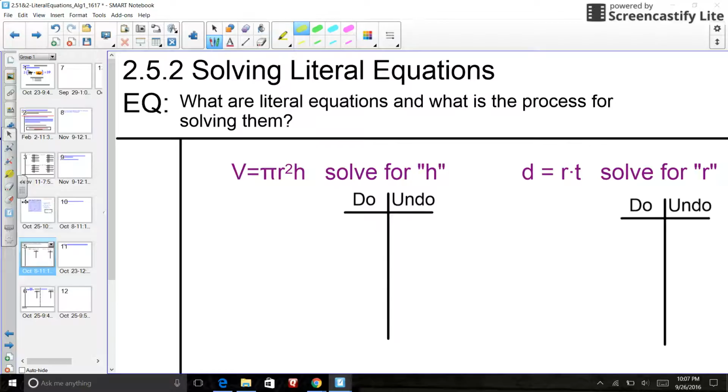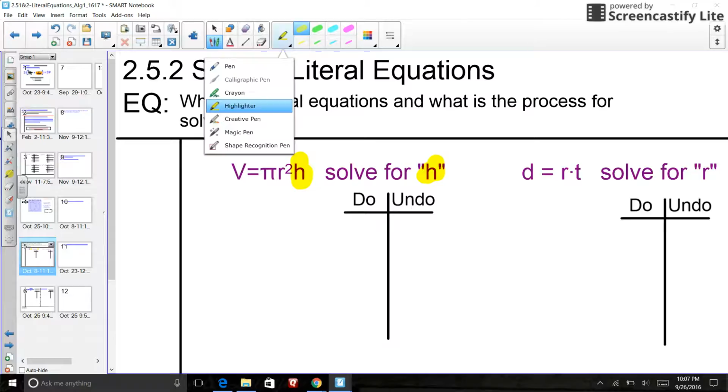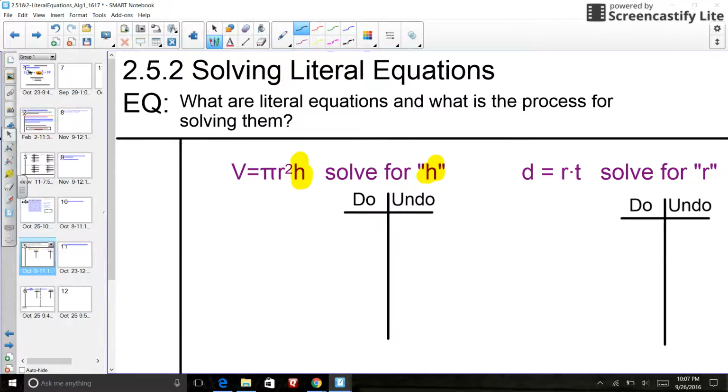So I'm going to grab my highlighter. It says solve for h, so I'm going to highlight the h. And then, as a way of going through the process, I look at this h and I think, what is being done to that h? Well, there's no sign right there, so that really means you're multiplying it by pi r squared, correct? So how do you undo times pi r squared? Well, you divide by the same pi r squared. So on both of these, I'm going to divide by that.